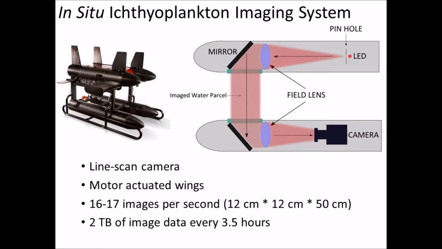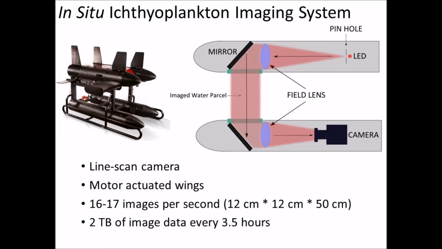So the way it works, this is the system right here, and the bottom two pods are where the imaging happens. This view is like an overhead view of those two pods on the bottom. You have an LED going through a pinhole, and it hits a plano-convex lens, and then a mirror, and it gets projected across this area, which is where the water is. The imaged water parcel hits another mirror and then goes into a camera.